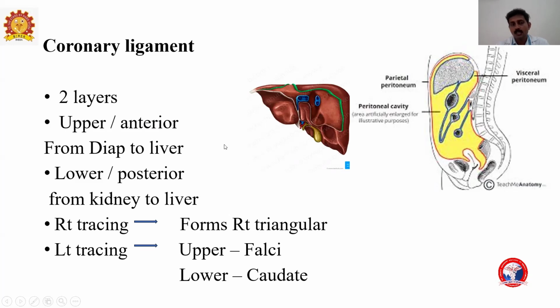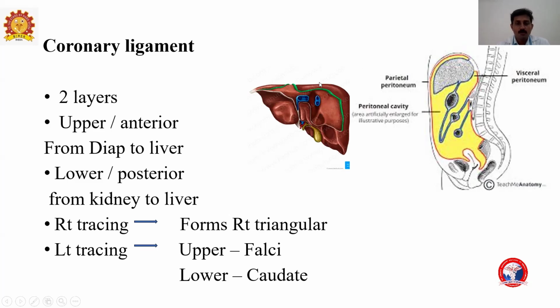Diaphragm to liver. There is one more reflection which is coming from the kidney. So we have the kidney here. It is also coming from here and then getting reflected to the liver. So reflection of the peritoneum from kidney to the liver is called, this point is called what? The posterior coronary ligament or lower coronary ligament. Upper and lower, anterior and posterior, both are same. They are the coronary ligaments.